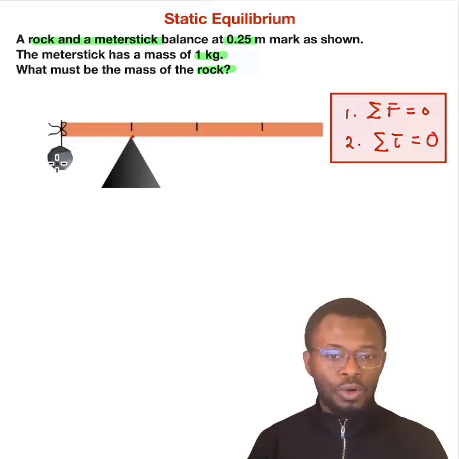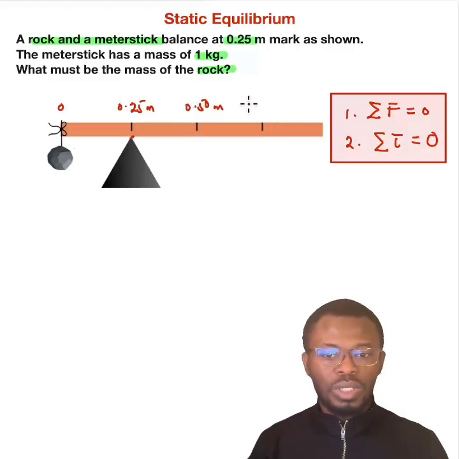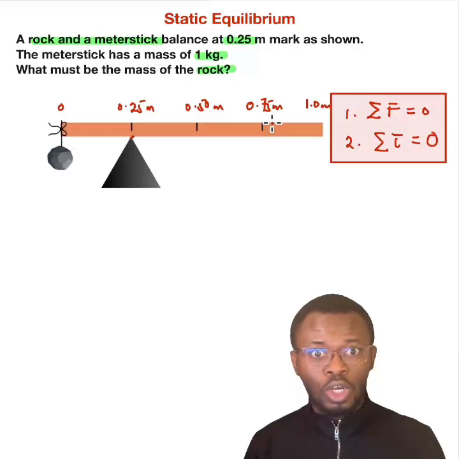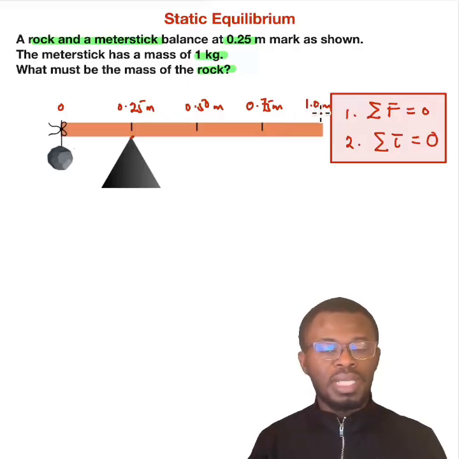So we have a rock that is placed at the 0 meter mark, and then we have a pivot that is placed at the 0.25 meter mark, and then here would be the 0.50 meter mark. Then we get the 0.75 meter mark and then the 1.0 meter mark, because a meter stick is 100 centimeters long, and that is equal to 1 meter long.